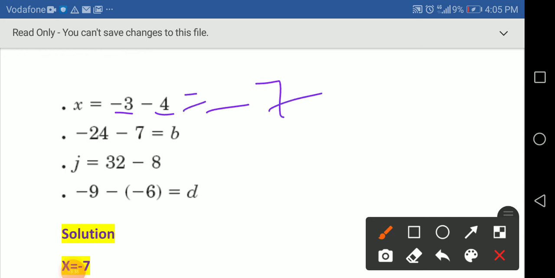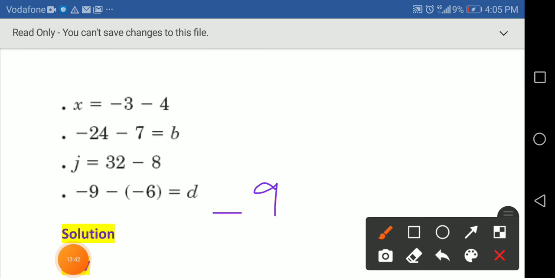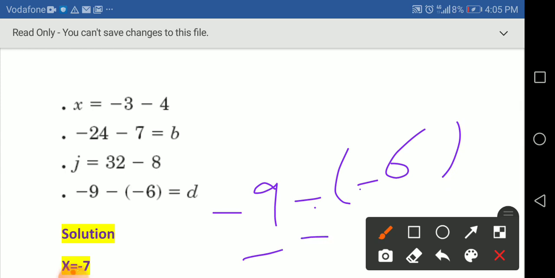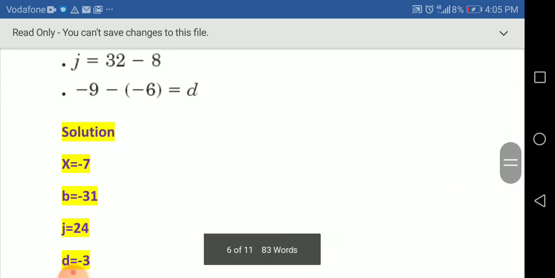Okay, and so on. Let's see, and here this is important, I want to solve it with you. Negative 9, negative times negative 6. So negative times negative gives me what? Gives me positive. So here it will be negative 3. Okay, easy one. Negative d will be equal negative 3.